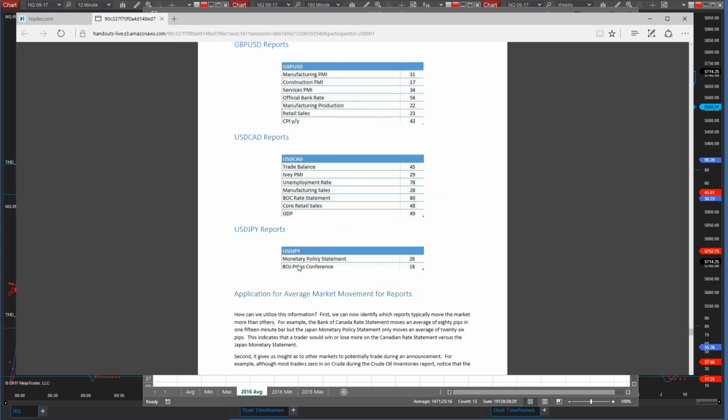Well, let's go look. The monetary policy statement on the yen for that time of the night actually is moving substantially. So that one I would probably trade as well. But I wouldn't use a spread. I would just do a binary option.